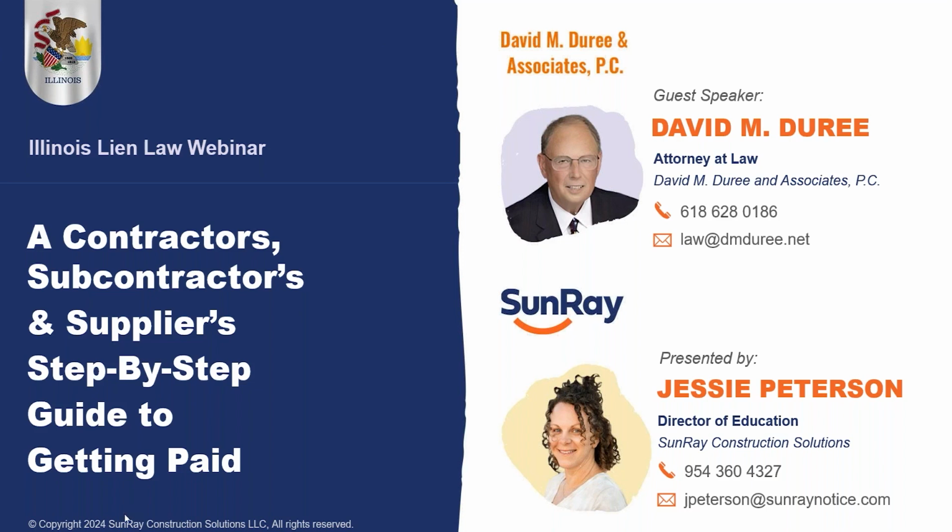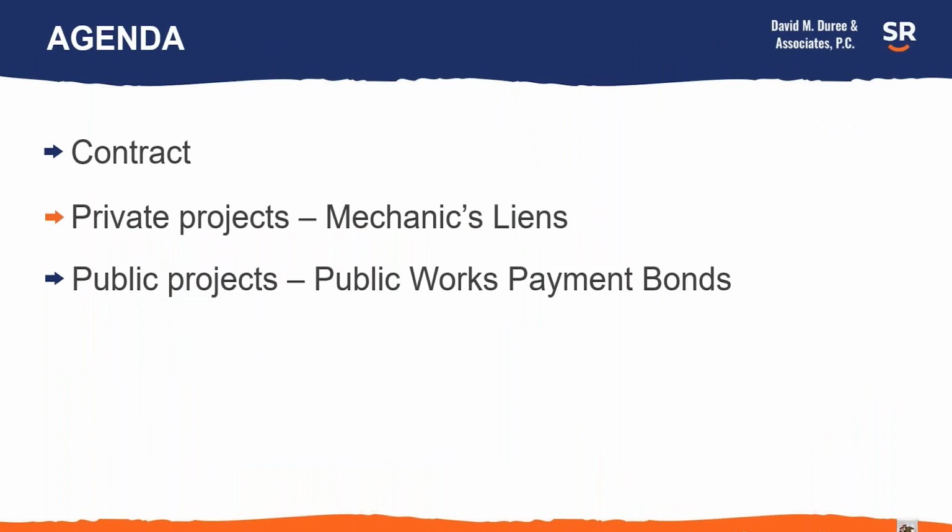As a starting point, I would ask Jessie to go to the next slide, and we'll get right into it. We have three basic categories here: the contract, private projects, mechanics liens, and public projects, public works, payment bonds. And I would ask her to go to the next slide.